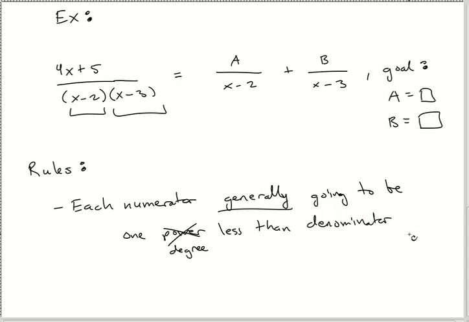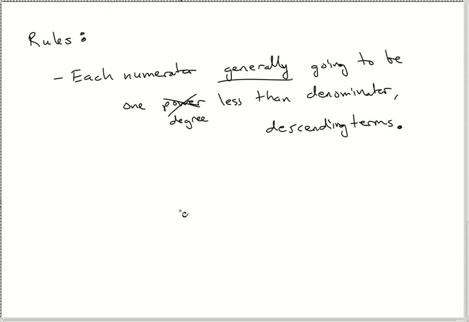Okay, do I have any more? Oh, descending terms. That's a very important piece. Descending terms. Every piece of English up here is actually very important. Sometimes I talk and talk, but this is actually really important. Okay, each numerator is generally going to be 1 degree, 1 power less than its denominator, and we need to have this descending terms thing.